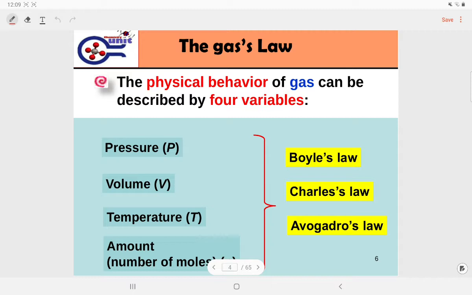Before we continue with our tutorials, I just want to let you know there are four variables that will be used continuously in this 5.1 gas chapter, which is pressure, referring to the pressure of gas, volume, referring to the volume of gas as well. The third one is the temperature, and the fourth one is amount, or in a simpler version, the number of moles of gas.